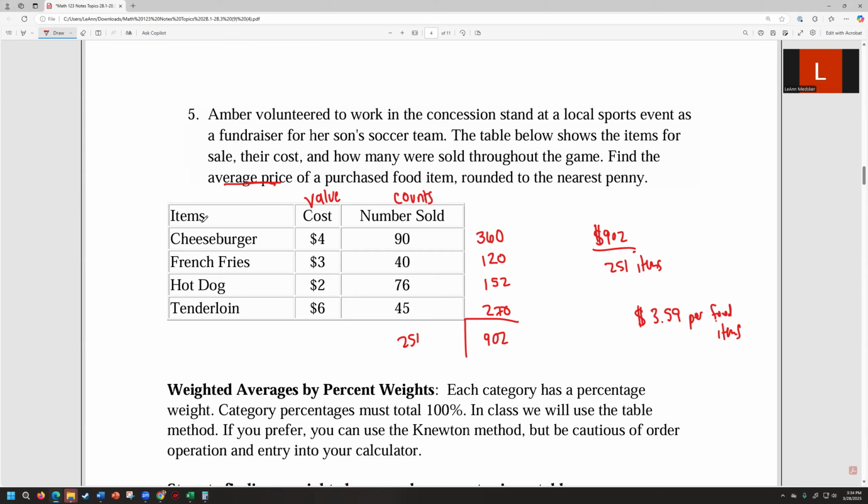So essentially you make a little table. You do the value of the item that you're talking about times the number of them that you made or sold or whatever it is you're doing with them. You add up all those big value counts that we got by multiplying, and you divide that by the total number of items that were counted, which is this frequency.